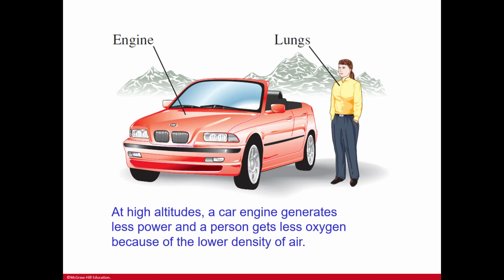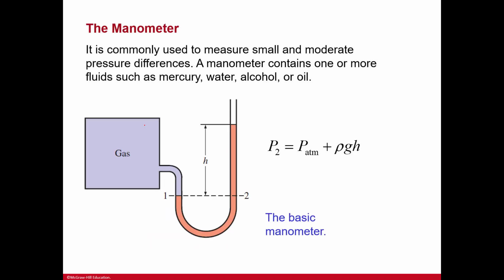So at high altitudes, a car engine generates less power and a person gets less oxygen because of the lower density of air. Remember, we talked about that: when you're looking at the difference in density from the floor to the ceiling, it's going to be negligible, and we don't compute that. But at extremely high altitudes, you can experience that.